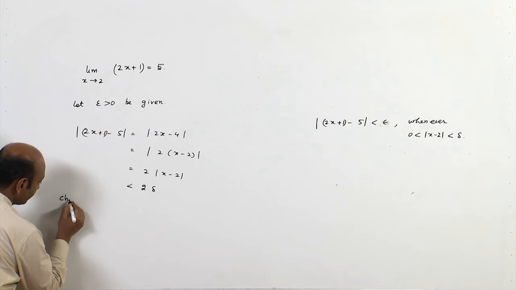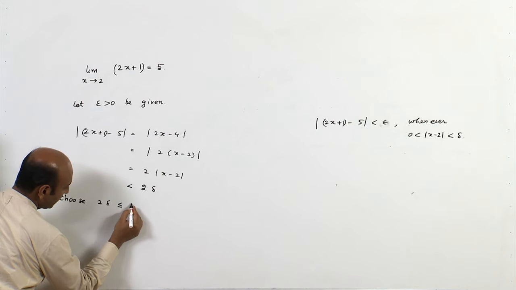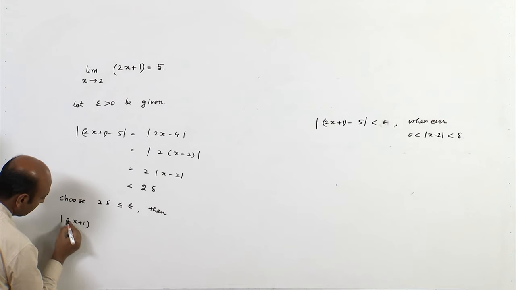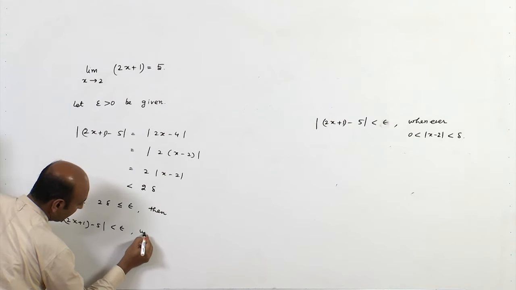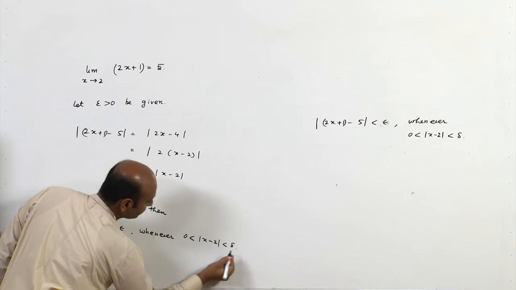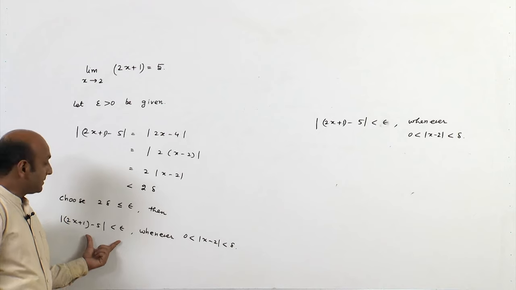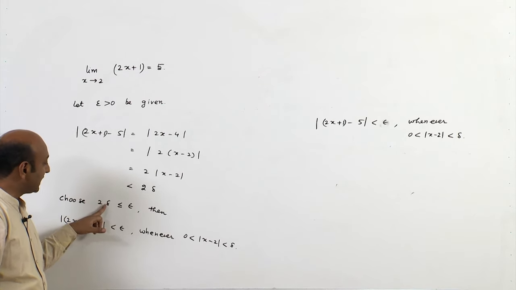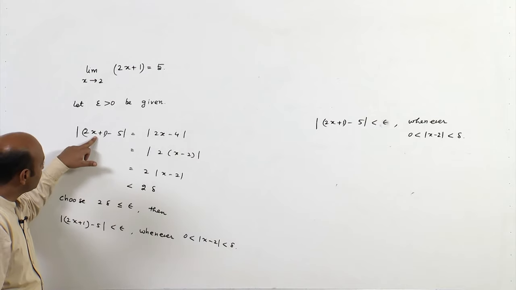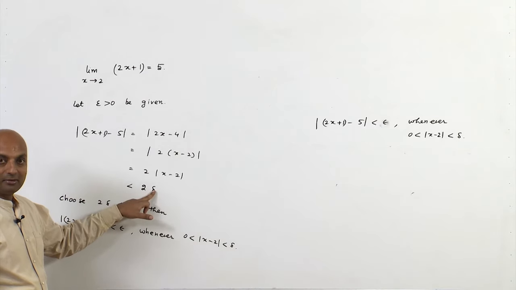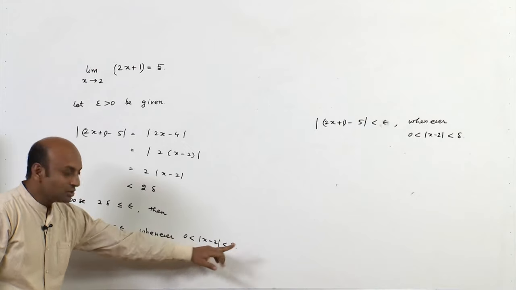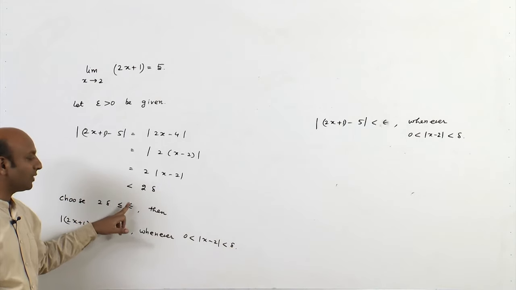Now, if we choose 2 delta less than or equal to epsilon, then mod of 2x plus 1 minus 5 is less than epsilon whenever 0 is less than mod x minus 2 is less than delta. This is because whenever you choose delta less than or equal to epsilon by 2, this inequality always holds, because this is less than 2 delta, which is less than or equal to epsilon. So this is less than epsilon whenever mod x minus 2 is less than delta. So this inequality always holds whenever delta is less than or equal to epsilon by 2.